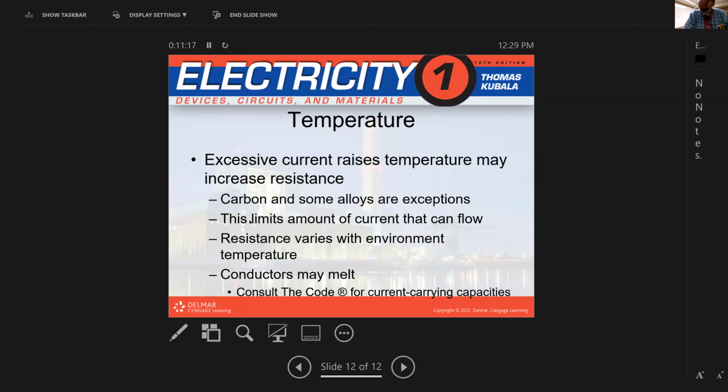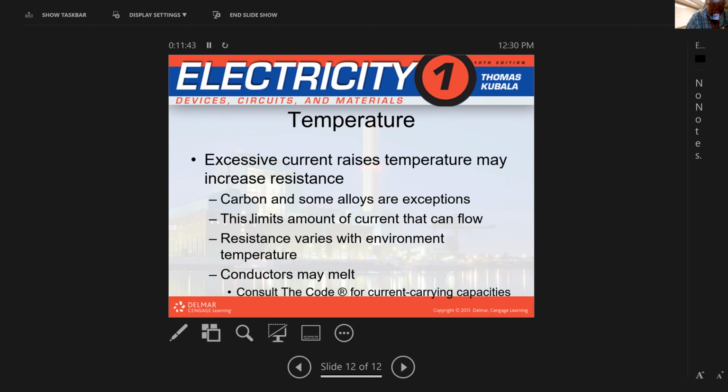Excessive current can raise the temperature, and it may increase the resistance. Which means that if you overload a wire, if you pull too many amps through it, it's going to get hot because of the resistance in it. If you go above the ratings in the chart that we looked at, then it's going to get hotter than it's supposed to, and then it's actually going to affect the resistance of the wire. So it's going to be a domino effect if you exceed the ratings of a wire.